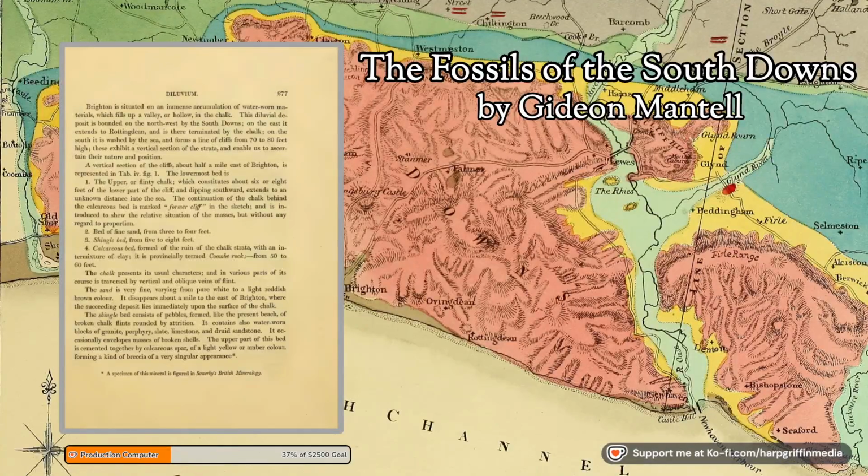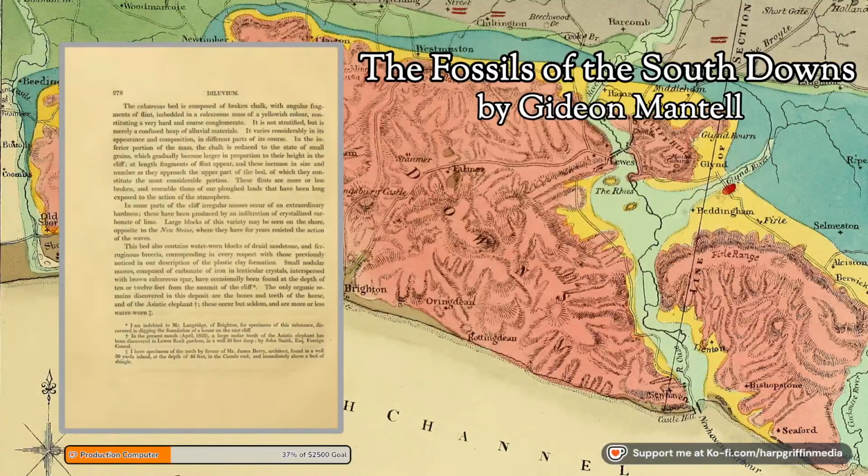Forming a kind of breccia of a very singular appearance. A specimen of this mineral is figured in Sowerby's British Mineralogy. Have occasionally been found at the depth of 10 or 12 feet from the summit of the cliff. I am indebted to Mr. Langridge of Brighton for specimens of this substance, discovered in digging the foundation of a house on the east cliff, and of the Asiatic elephant.